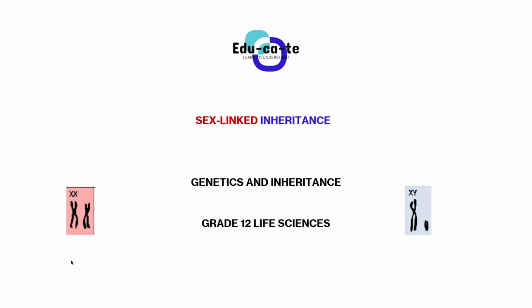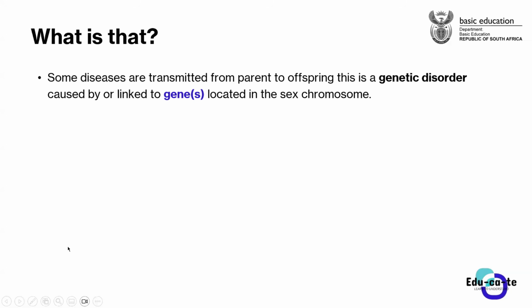So when we're talking about sex-linked inheritance, what are we actually talking about? If you didn't know, some diseases can be transmitted from parent to offspring. So let's say we have a pregnant mother, and she has a genetic disorder. She can transfer it to the offspring. For example, HIV, this virus can be transmitted from mother to offspring through childbirth.